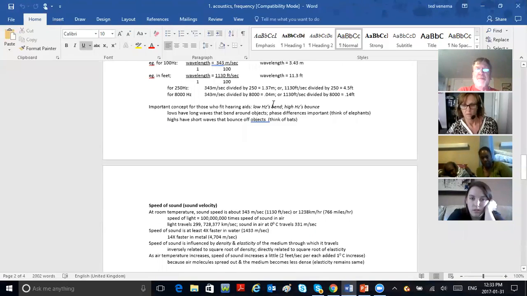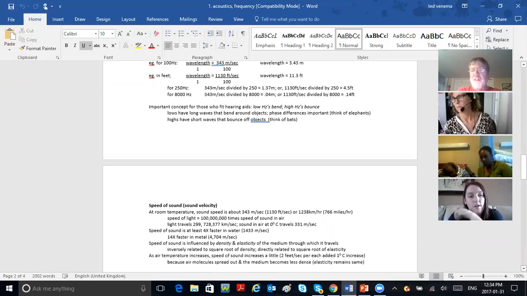Bottom of the page, an important concept for those who fit hearing aids: lows bend, highs bounce. See, now you're learning the lingo of the field. Low frequencies, hertz: lows are long waves that bend around objects. Highs are short waves that bounce off of objects.